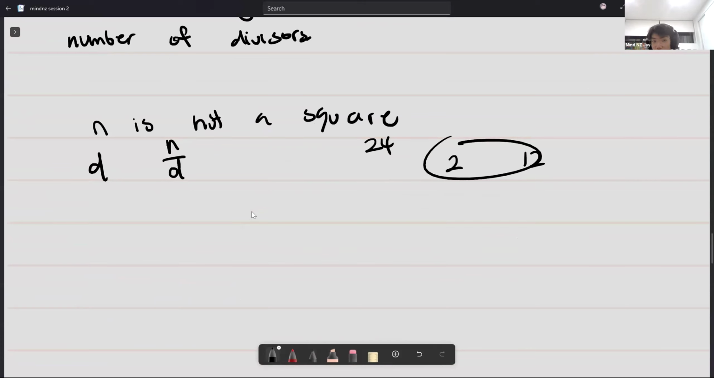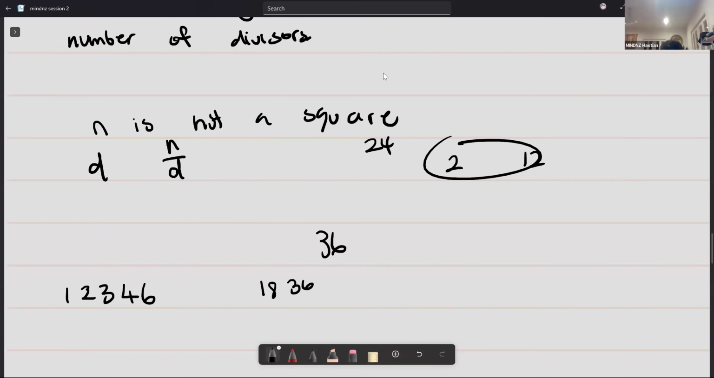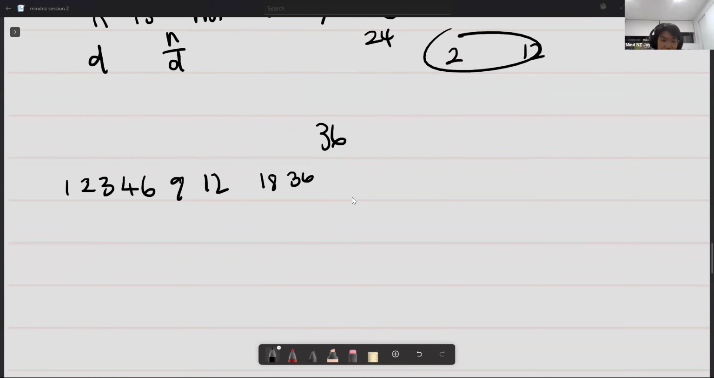And then this doesn't work for squares. If we consider the square, let's say 36, it has the divisors 1, 2, 3, 6. What other divisors does it have? 18. Wait, this is kind of hard, guys. Can you tell me what divisors it has? 4, 9. Oh yeah, 9. 12, true. 18. And yes, okay, I think that's it.